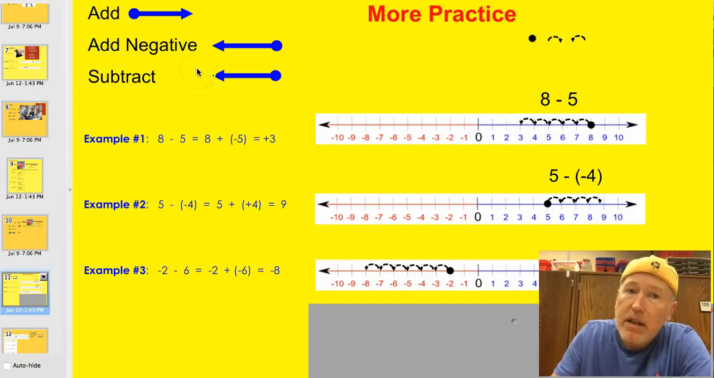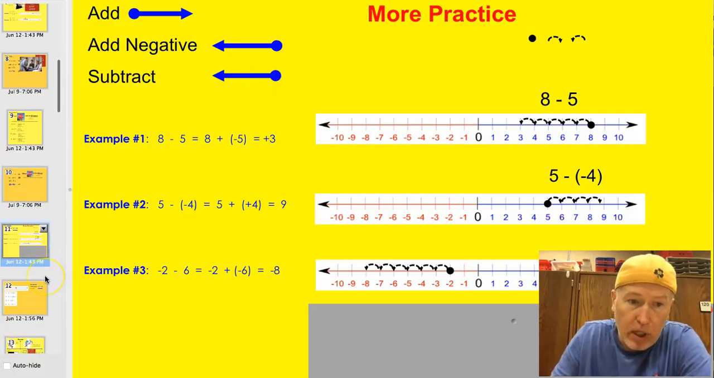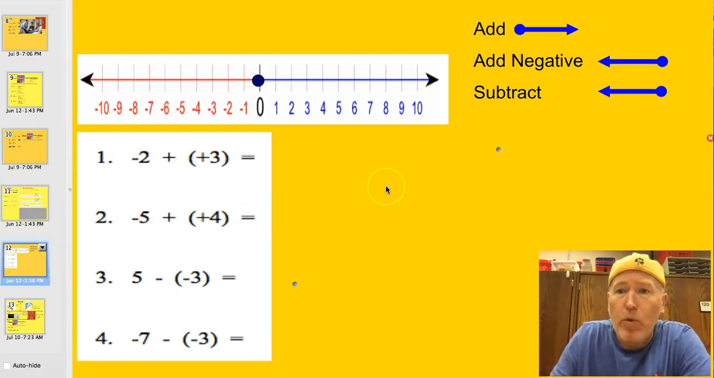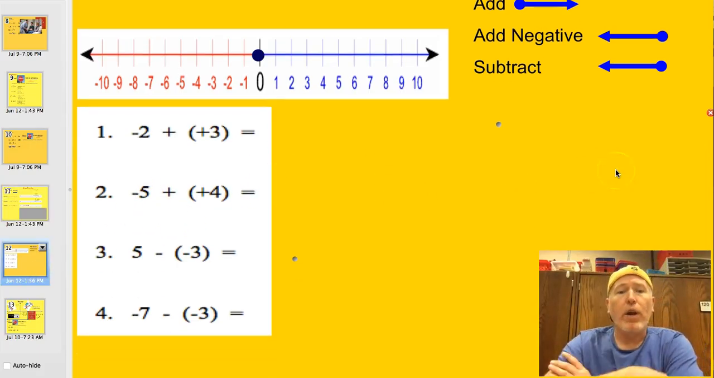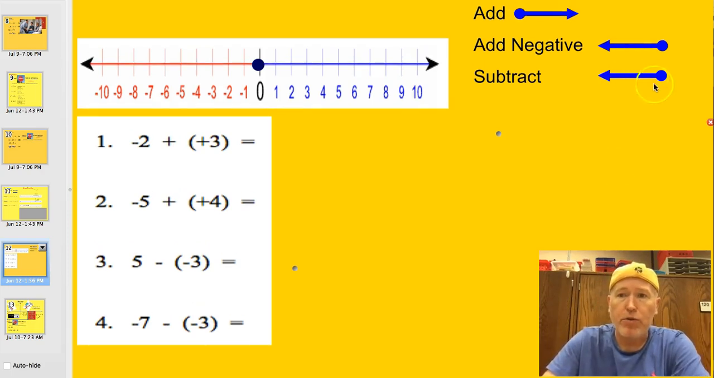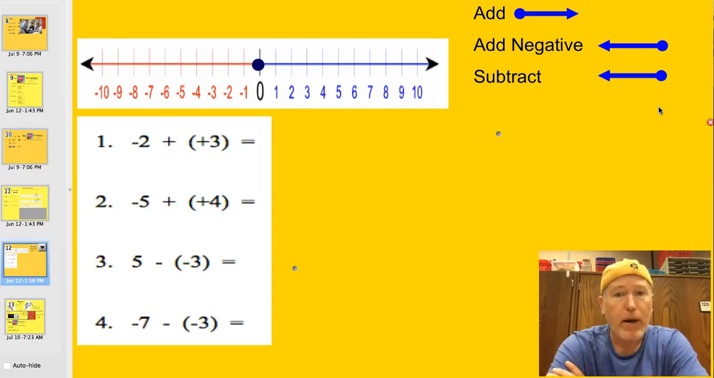Remember these things. If we add, we move to the right. If you're adding a negative or you're subtracting, move to the left on your number line. All right. Just a couple of quick problems for you to try, kind of a quick quiz. Why don't you go ahead and try these 4 problems. I've got a number line there and a little cheat sheet up here if you choose to use the number line, or you can use my rules, or both.